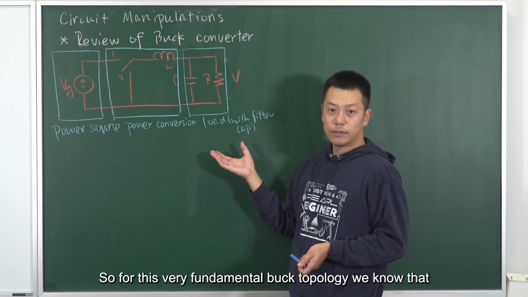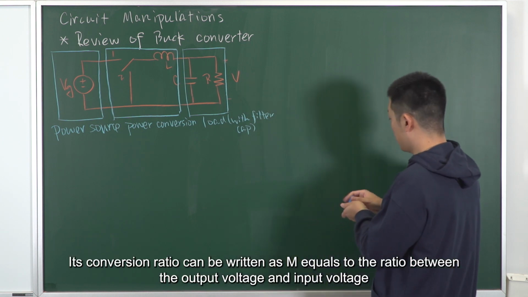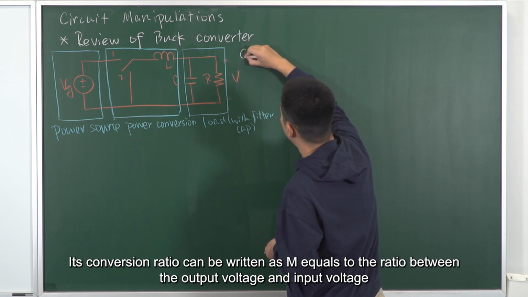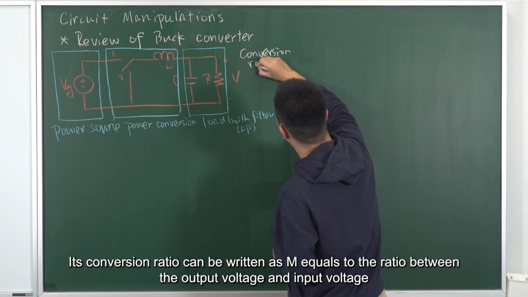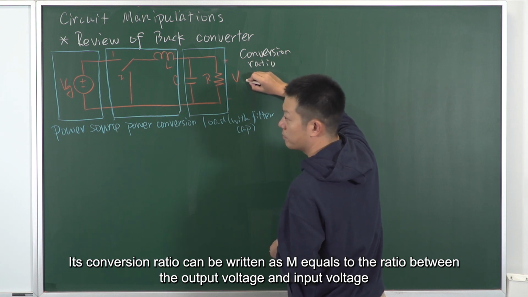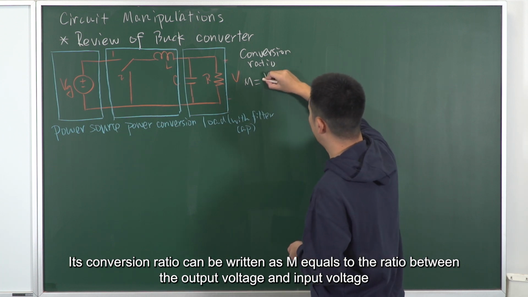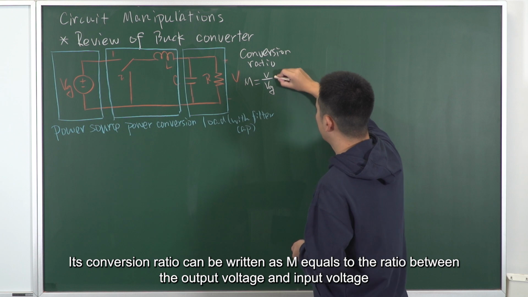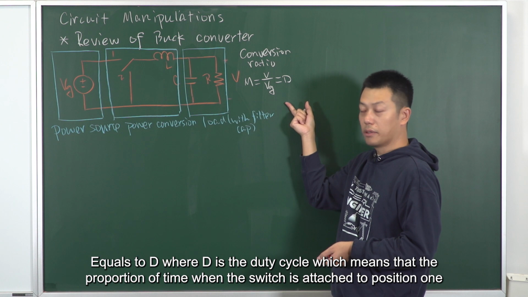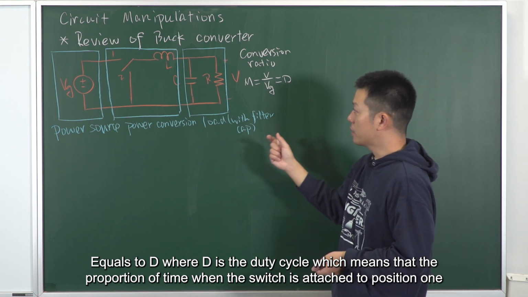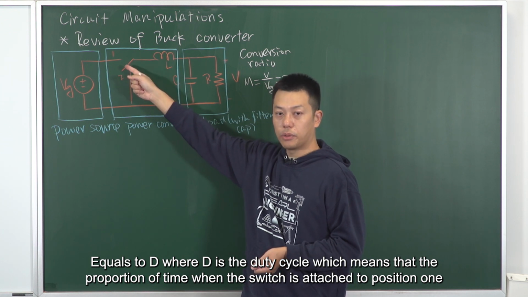So for this very fundamental buck topology, we know that its conversion ratio can be written as M equals the ratio between the output voltage and the input voltage, equals D, where D is the duty cycle, which means the proportion of time when the switch is attached to position 1.